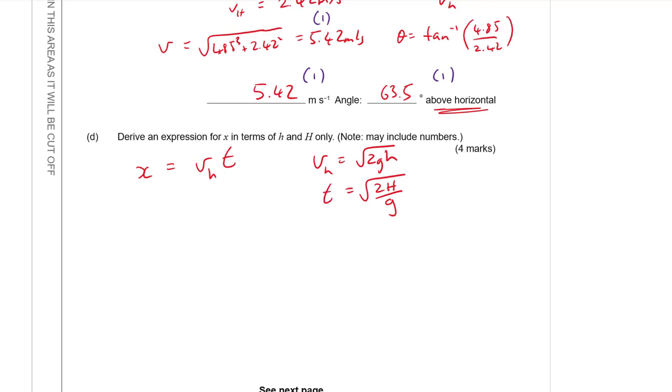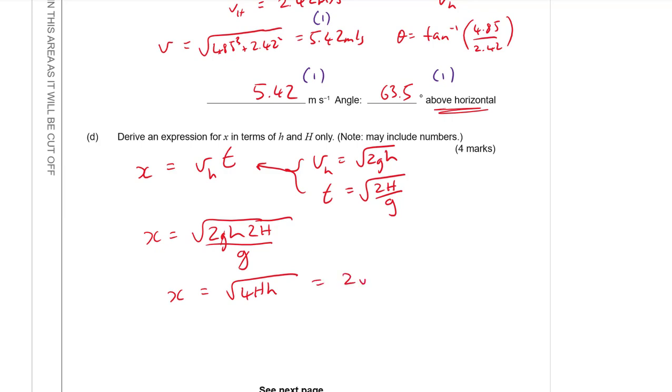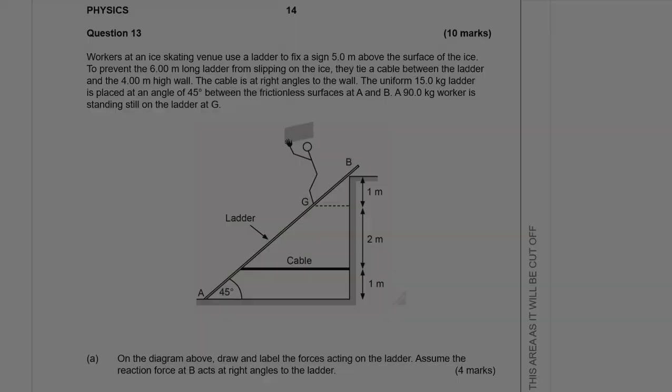So I have these two expressions here. Now I can sub those back into this equation here, and I get x is equal to the square root of 2gh multiplied by 2h on g. And what I notice is that these g's will cancel out. So I now have x is equal to the square root of 4 big H little h. Or I can also write that as 2 square root of big H little h. And there we go.